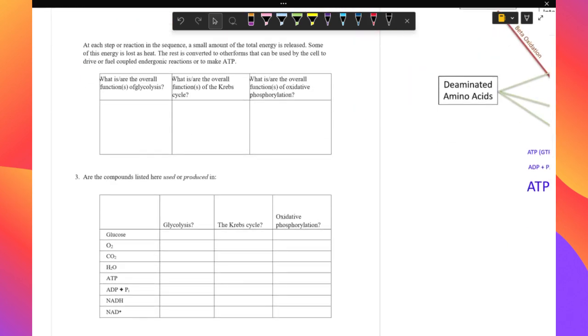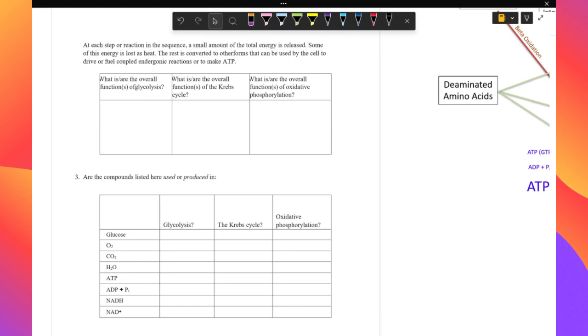All right. So in cellular respiration, the oxidation of glucose is carried out in a controlled series of reactions. At each step or reaction in the sequence, a small amount of the total energy is released. Some of this energy is lost as heat. The rest is converted to other forms that can be used by the cell to drive or fuel coupled endergonic reactions or to make ATP.